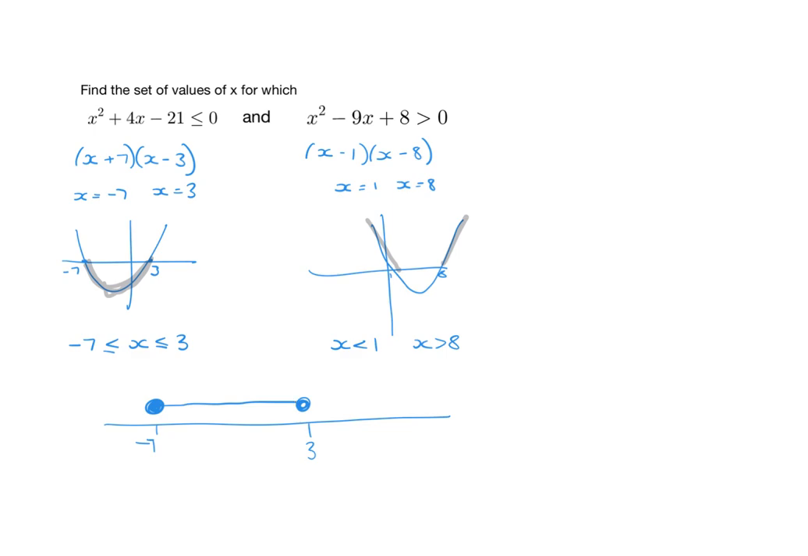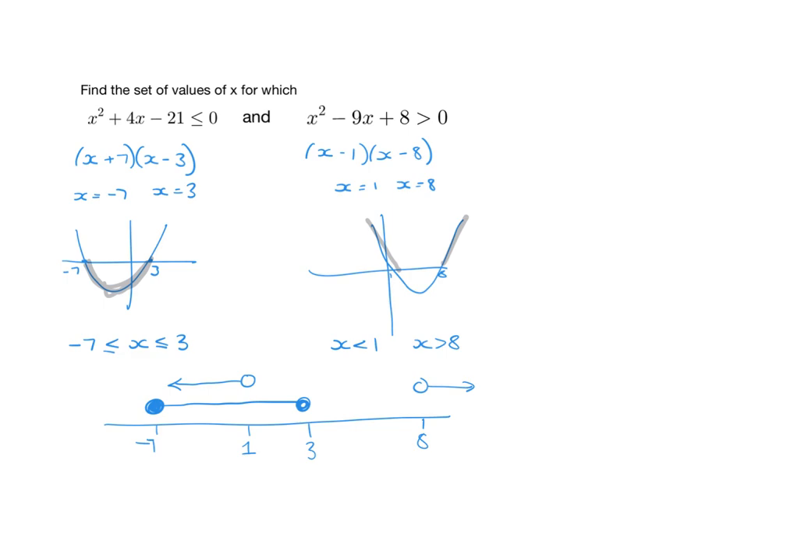Now my second one is x is less than 1. So I'm going to have an open circle here and an arrow. And the second one is x is bigger than 8. Again, I've got an open circle.